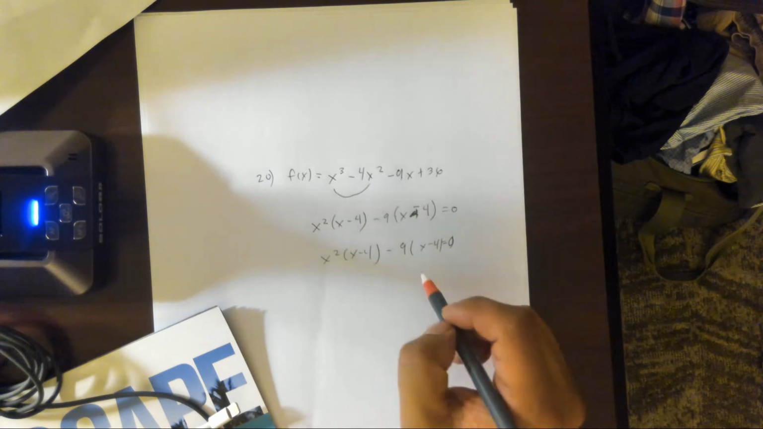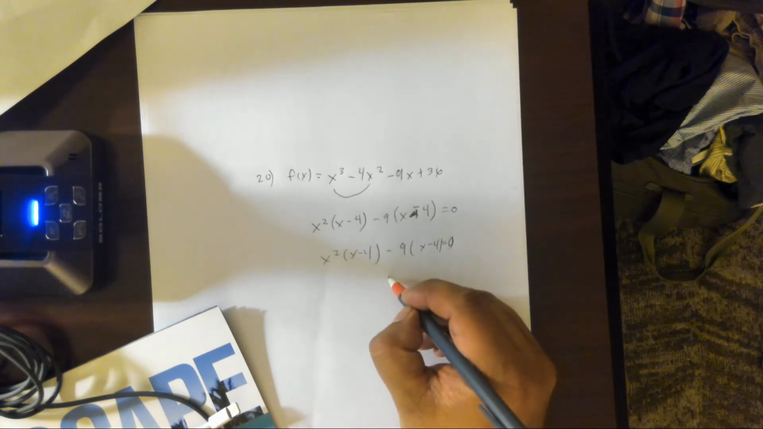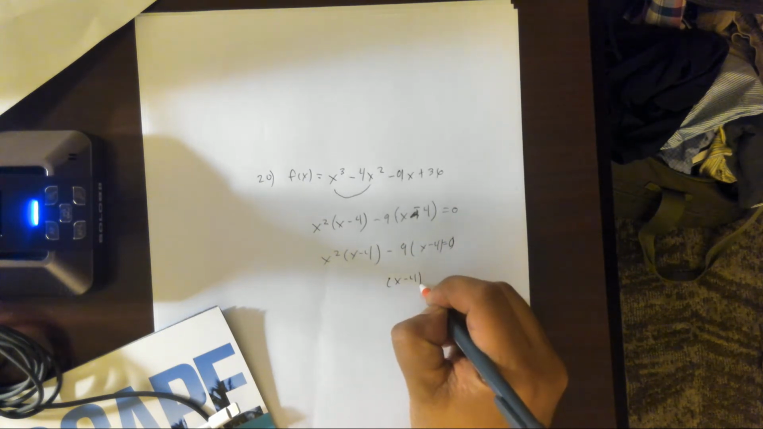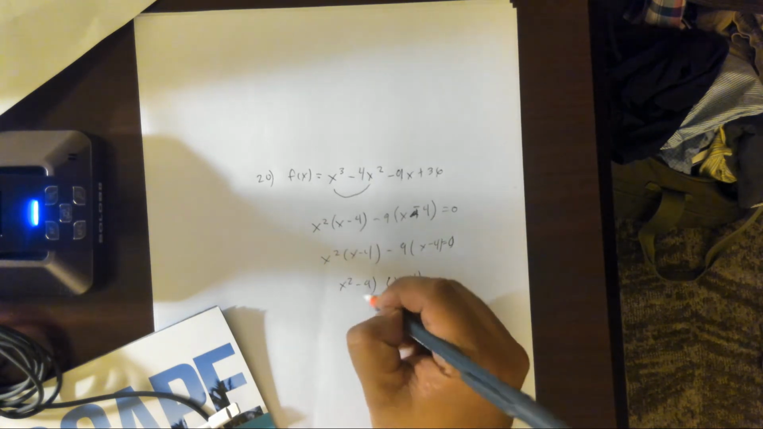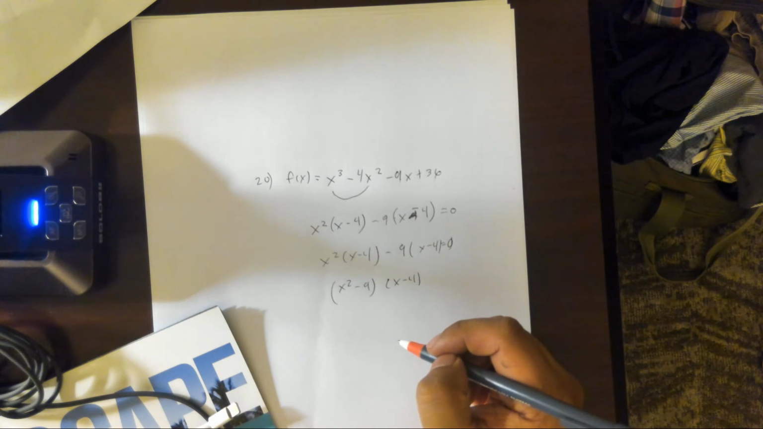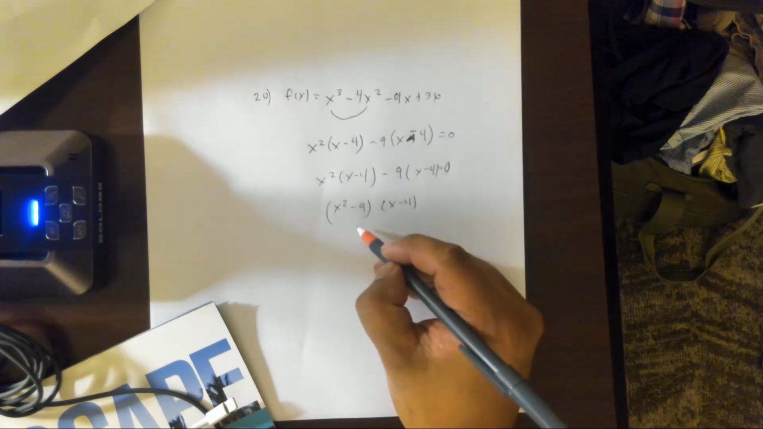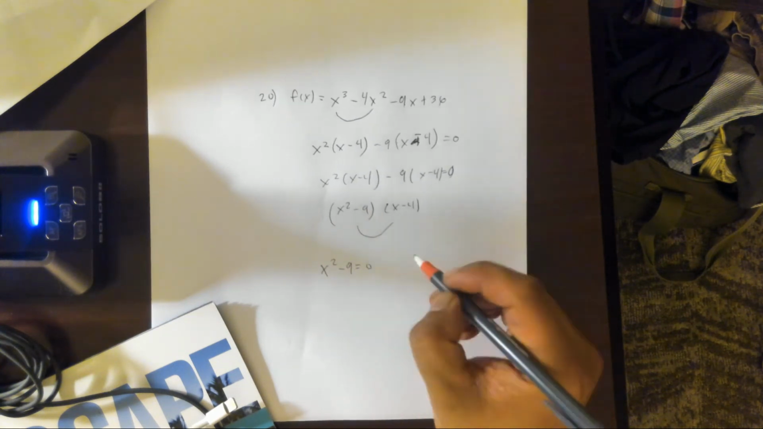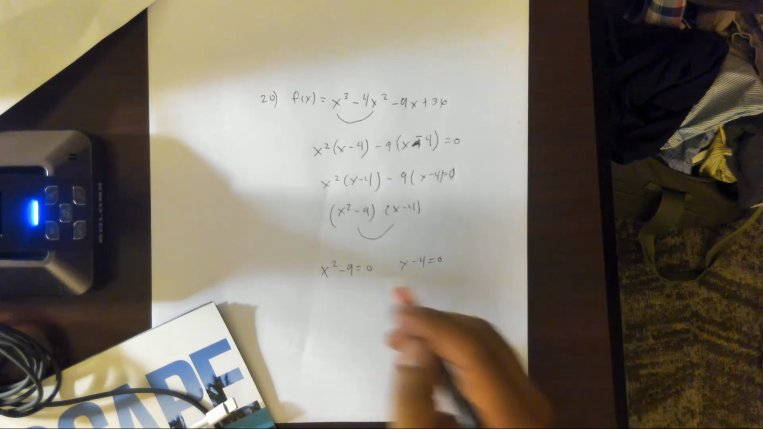We have two common here, which is the x minus 4. So we can combine that, x minus 4. And here we have the x squared minus 9. So this is our factor. Now, we can take these two and set them both to 0. And then we just simply solve for x.